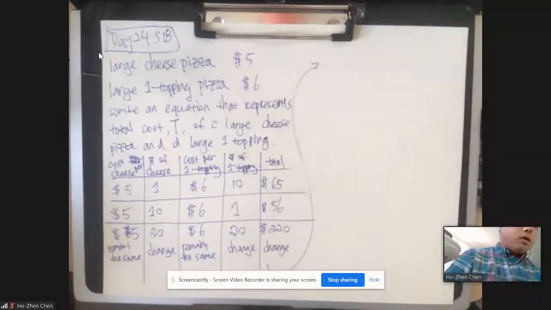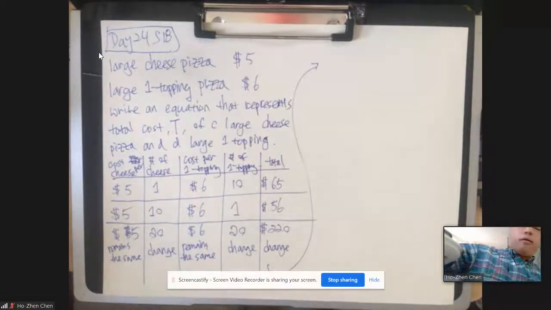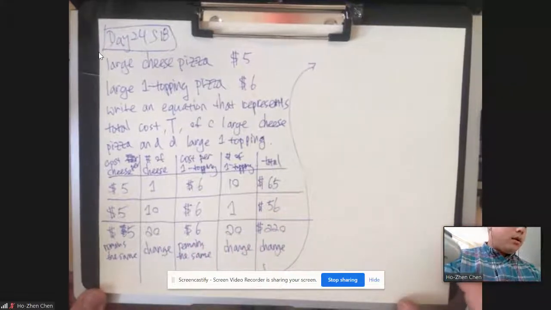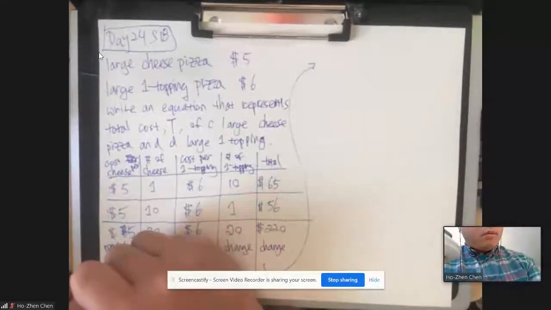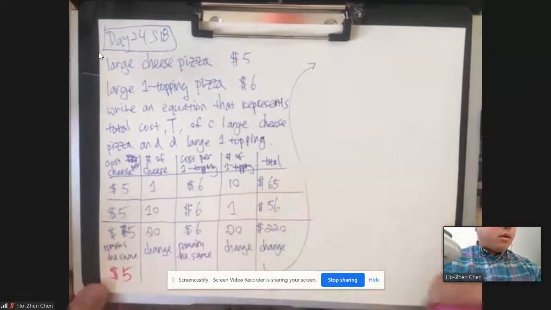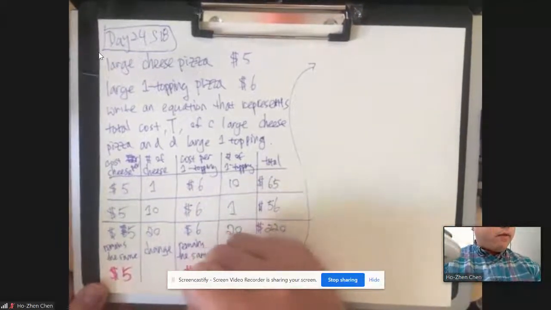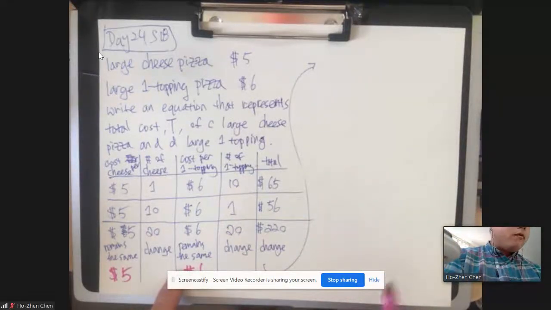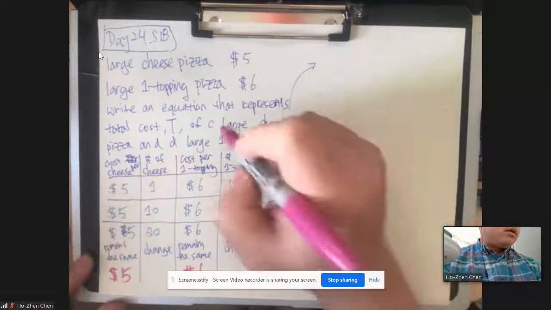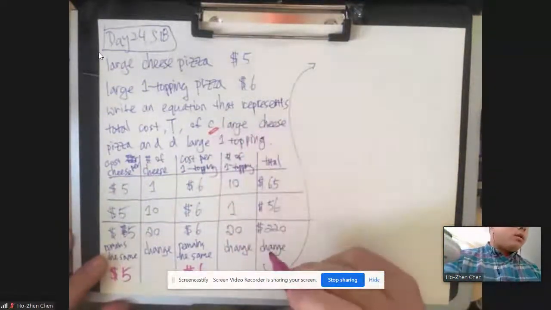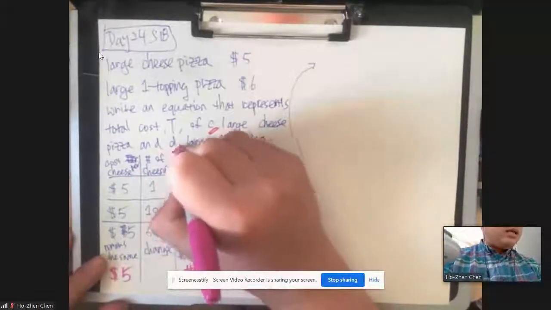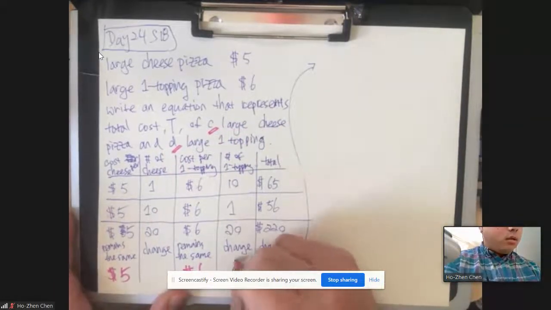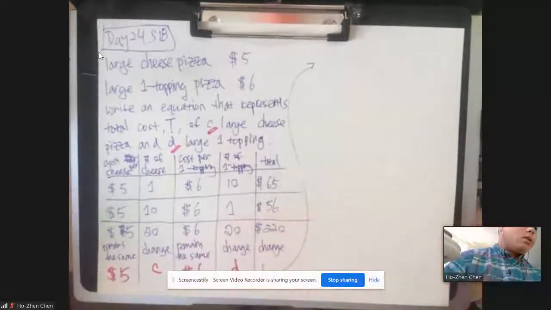And so how do we do this? Let's write a variable. So we know that it doesn't matter what happens, the price per cheese pizza will remain at $5, and the price for large one topping will remain at $6. The number of cheese pizza ordered, and we actually have this. C is the number of large cheese pizza ordered, and D is the number of one topping pizza ordered. So this is going to be D. It's going to be C. Now we're just filling the tables.